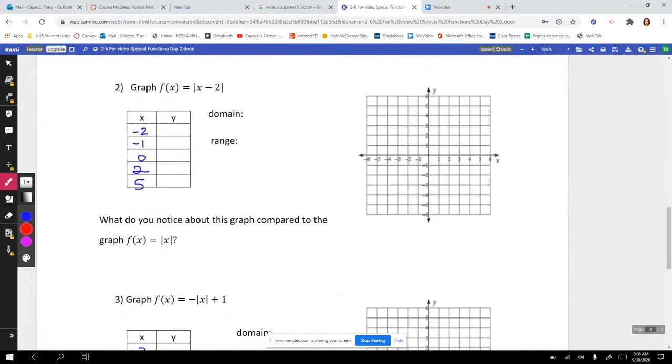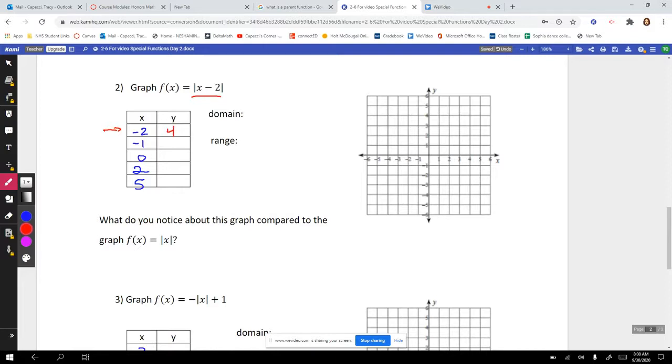Let's take a look at another one. And the same thing, I'm going to give you your x values because, again, this is new, so we want to make sure that you're understanding. So we have negative 2. Again, I'm going to plug it in here. Negative 2 minus 2 gives me negative 4. Absolute value of negative 4 gives me 4.